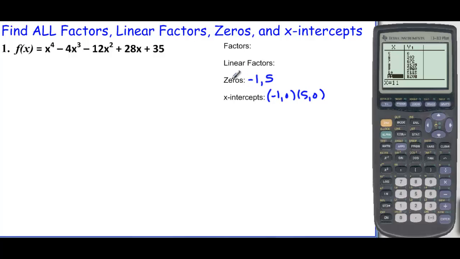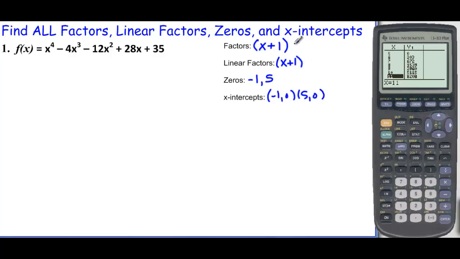I know that if I have a 0 at negative 1, that means I have a factor of x plus 1. Now this is linear because if I graph this, this would be the equation of a line. So that factor is also a linear factor. A lot of our factors are linear, but we will get to some examples where they're non-linear.